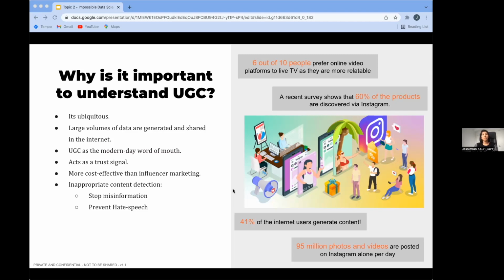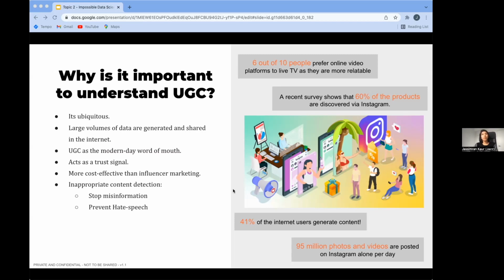Because of this large volume of data, user-generated content acts as a modern-day word of mouth. In traditional times, we would take advice from friends, right? It acts as a trust signal. Like, if I go shopping on Amazon, I always check the reviews. I always check the star ratings. Those are my trust signals. Only then do I go ahead and buy something. And this is more cost effective as compared to influencer marketing, because you trust the people you know as compared to influencers, right?